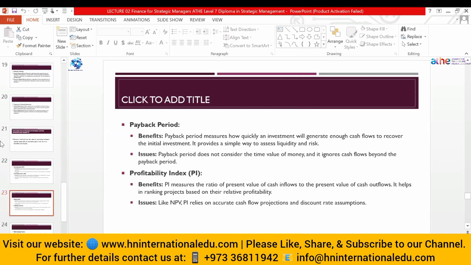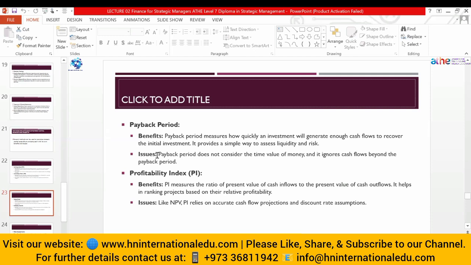Then comes payback period. Now, this measures how quickly an investment will generate enough cash flows to recover the initial investment. I invested in project A 50,000. Now, in year 1, 2, 3, 4, 5, I have to see in which year I'll be able to get back that amount, and afterwards, the amount which I'm generating from it is going to be considered as profit. It provides a simple way to assess liquidity and risk, that is, the cash in hand, cash in the company.